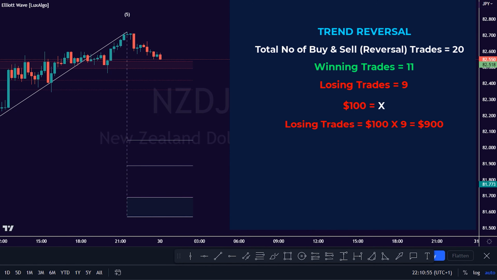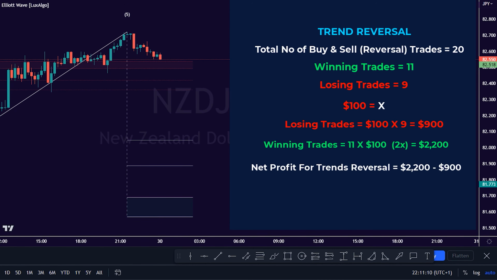This equals $900. I have 11 winning trades based on $200 for 2x value. That is 200 times 11 equals $2,200. Net profit for the reversal of trend with this indicator equals $2,200 minus $900. Net profit on 20 reversal trades equals $1,300. With the Elliott Wave LuxAlgo indicator, my total net profit income is $1,300.